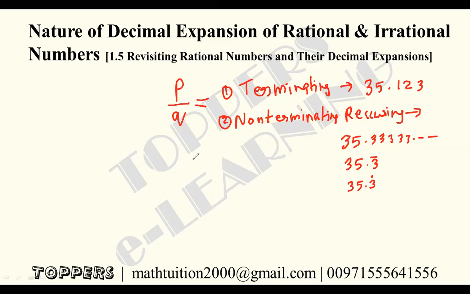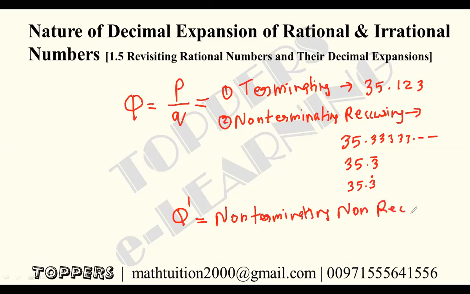Okay. If it is not a rational number, if it is not in the form of p by q, where p and q are integers and q not equal to 0, then it is an irrational number. The rational number is normally denoted by Q. Q dash is the irrational number. Irrational number, its decimal expansion will be non-terminating. Non-terminating means non-ending, not ending. And non-recurring. So it is not ending, not repeating, right? Not repeating.